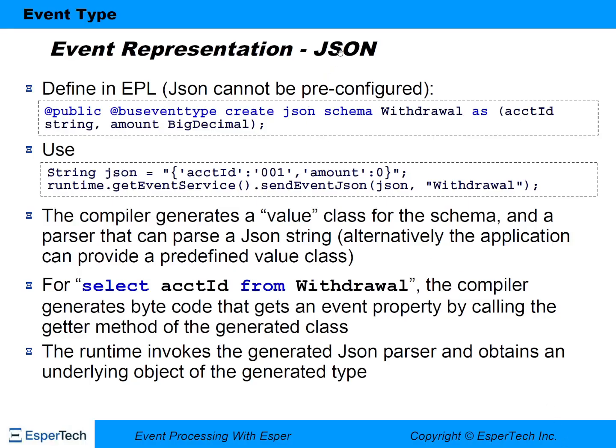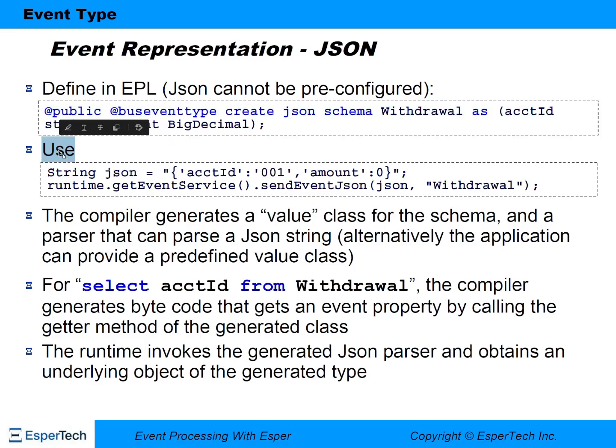The JSON event representation supports sending a JSON formatted string as an event. An application can only define this event type in EPL. It is not possible to pre-configure the JSON event type since the compiler generates a custom JSON parser and custom JSON value object. For example, add public @bus event type create JSON schema withdrawal as account ID string, amount big decimal.